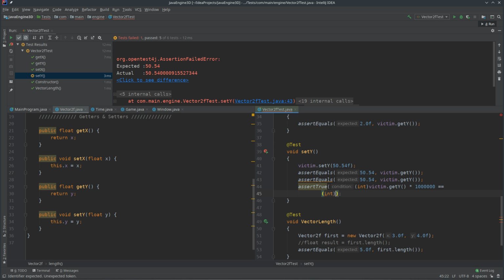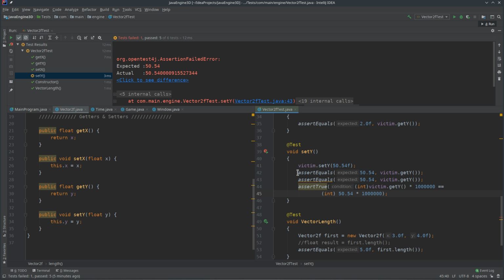I do struggle with Java a little bit, because my thinking is in C++ and I'm trying to convert to Java. I translate in expected value 50.54 times 1, 1, 2, 3, 4, 5, 6.